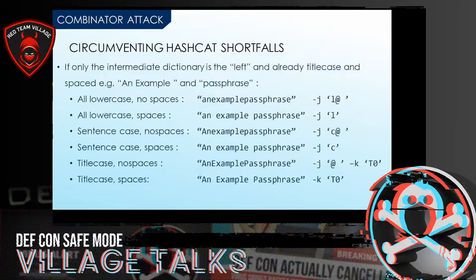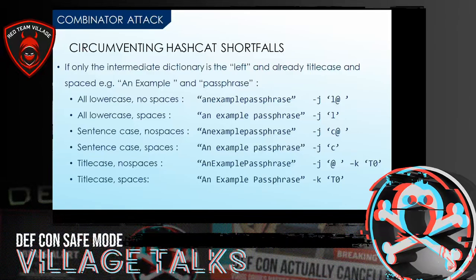And the other thing Hashcat isn't going to do for you is generate variants of passphrase candidates with all the spaces and capitalization that people generally use. From what I've seen, you're going to want title case, sentence, and all lowercase, both with and without spaces. No, I do not consider spaces a special character anymore.